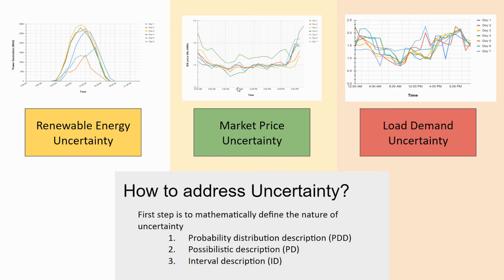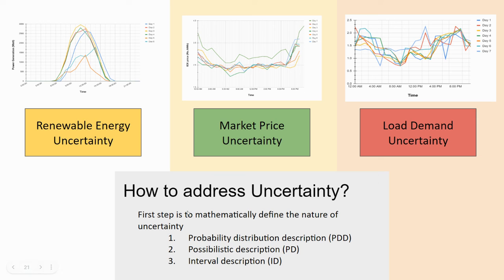And for market price uncertainty, the prices of the Indian Energy Exchange have been shown for 7 different days, and you can see the fluctuations in the daily prices. It is highly fluctuating, which will cause high uncertainty in the market price, and which will affect the operation of the virtual power plant. And for 7 days, how the load curve of IIT Hyderabad is changing has been shown. As you can see, the fluctuation in load is very high, and it will affect the operation of the virtual power plant. So how to address this uncertainty?